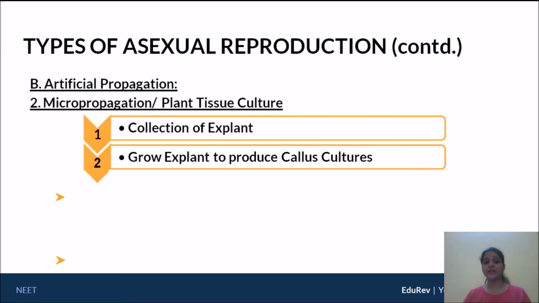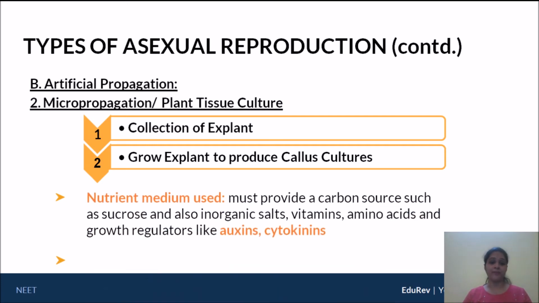Now let's go on to the second step: growth of this explant to produce a callus culture. In order to understand the meaning of the word callus culture, let us first understand the nutrient medium that we're growing these explants in.